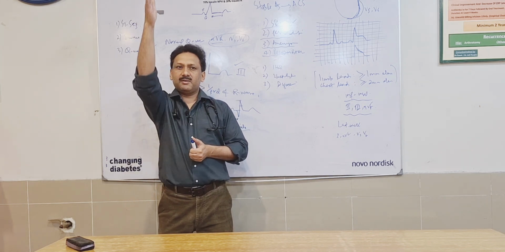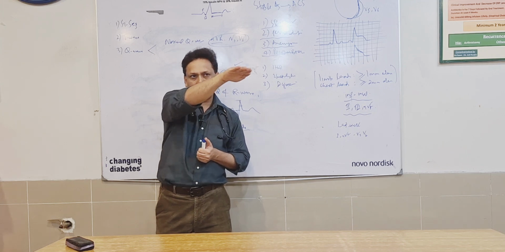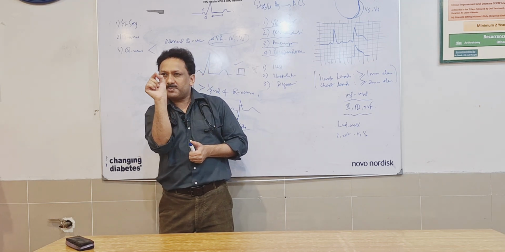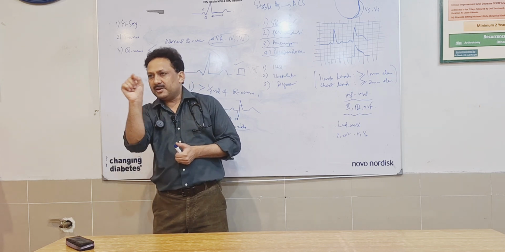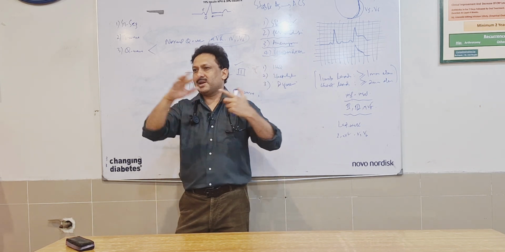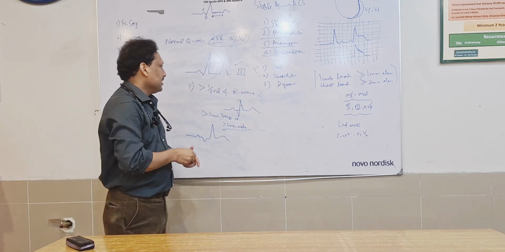Vertical boxes indicate voltage. And when we talk about the horizontal lines, 1 mm, one small box represents 0.04 second, and 5 small boxes represent 0.2 second. I'll be telling you about those seconds and axes and all those things later.